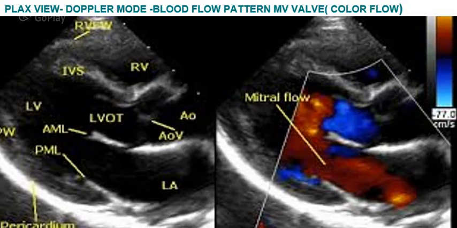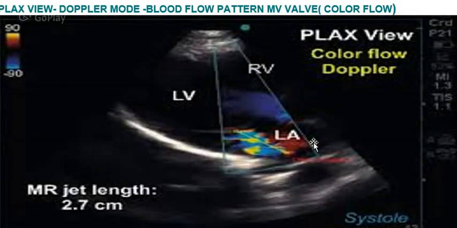Now similarly, if we see here, it is actually the same view, but here we can see the zigzag pattern or the mosaic pattern of the flow. This is called turbulence in the blood flow. That means there is some abnormality in the valve, either in the form of stenosis or there can be a component of mitral regurgitation. Whereas through the aortic valve we can clearly see that the color is blue. That means there is no turbulence of flow here.